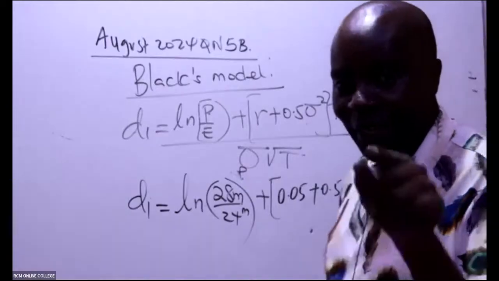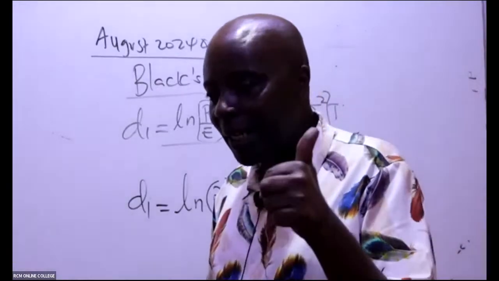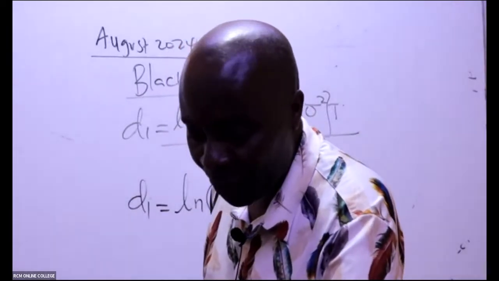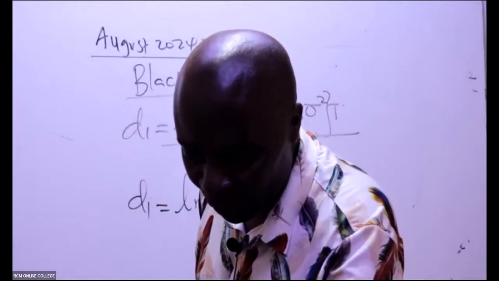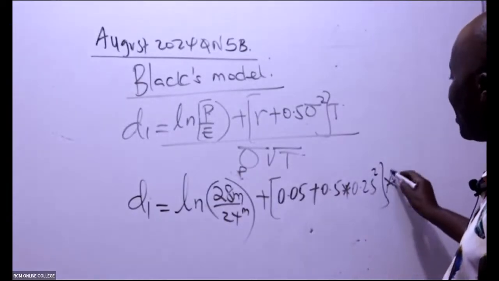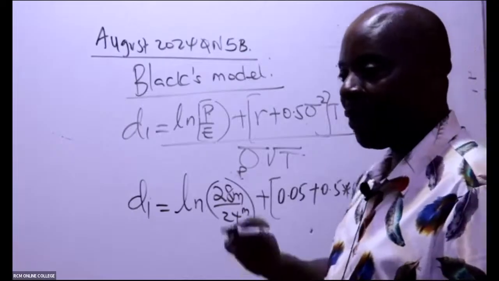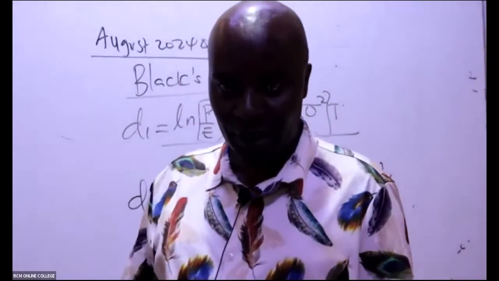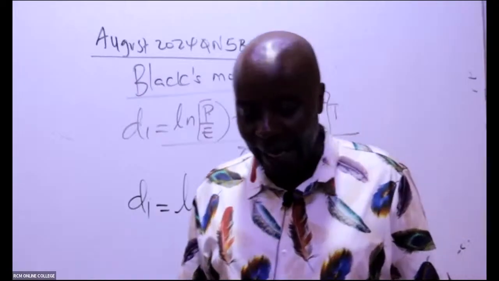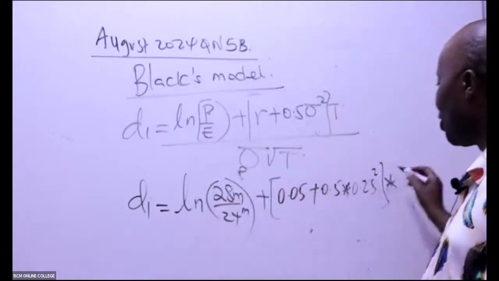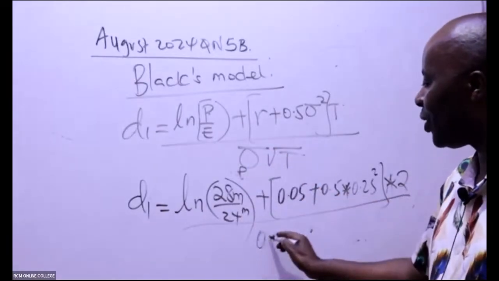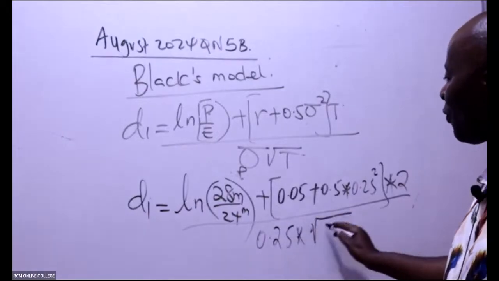Remember, volatility is not variance. Volatility is standard deviation. So what is the standard deviation given in the question? The standard deviation, 0.25, right? 25%, isn't it? So 0.25 squared. Remember that T has to be in years. If they tell you the time to expiration is 6 months, take 6 months divided by 12. But here we are very lucky because we are given time as 2 years. And then everything, you divide this by 0.25 times root of time again, which is 2.